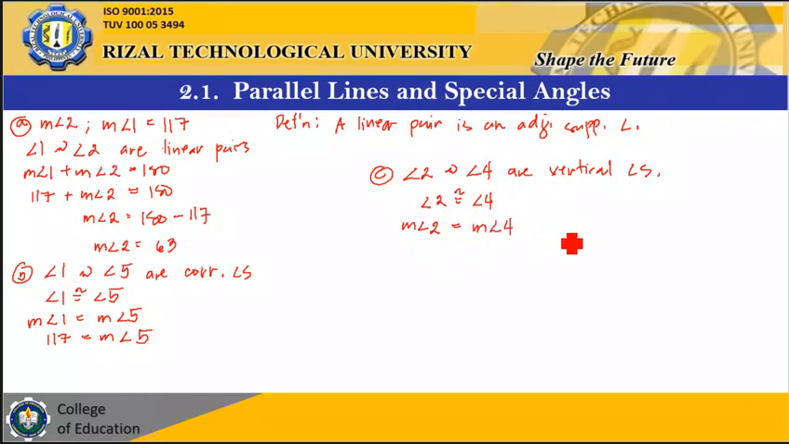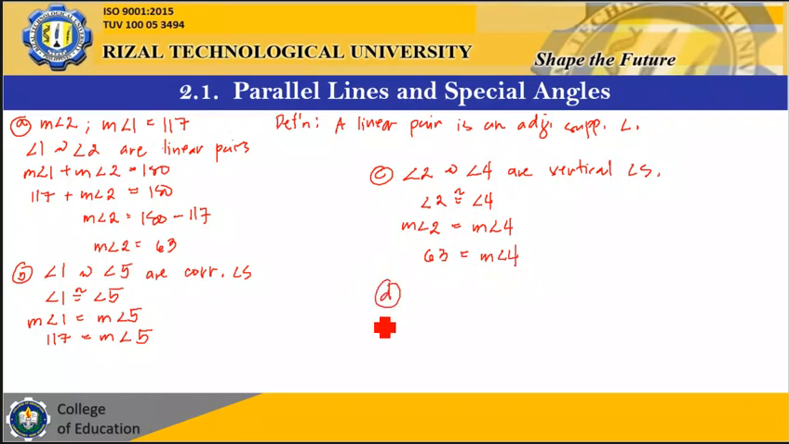So you might be wondering why these two angles are vertical angles. In the previous chapter, we already discussed that whenever we have a pair of vertical angles, then we can say that they are congruent. Okay, so we already have a measure for angle 2, and by substitution, we know that the measure of angle 4 is also 63.